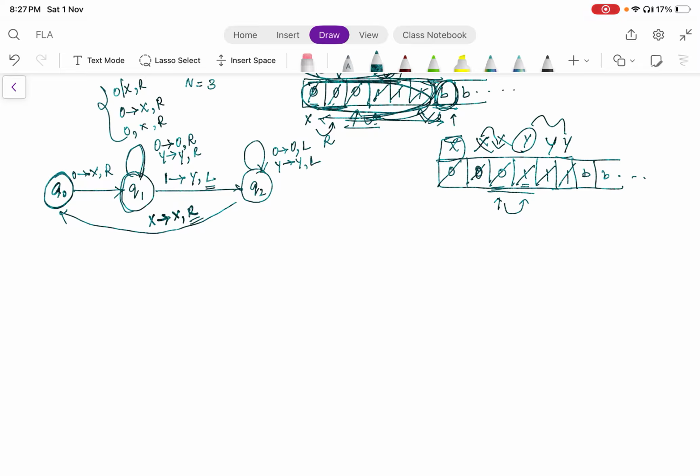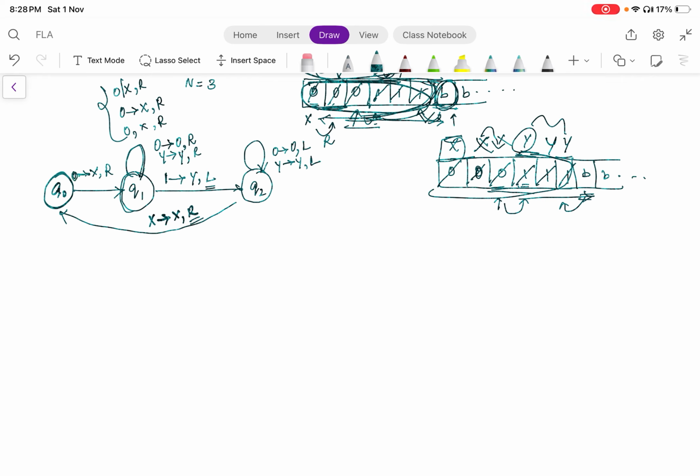You have to find a 1 now, but there are no 1s, there's only y. So what would you do that time? That means your string is over. You have to move to the blank space, as we discussed already. If you have matched all the x's with all the y's, then you move till the blank space, move one step left and accept the string. So that transition is not here.